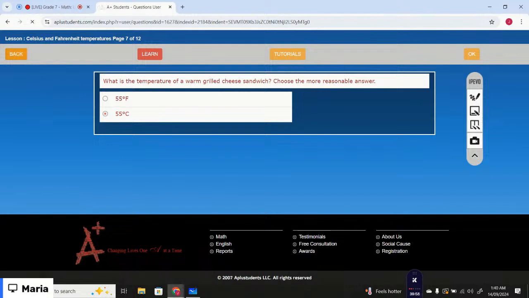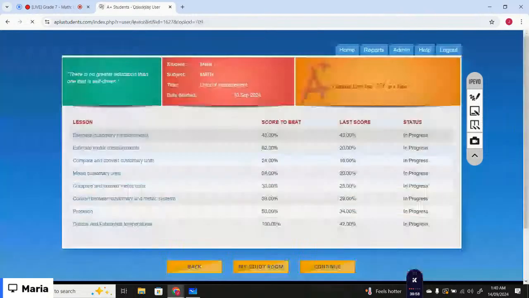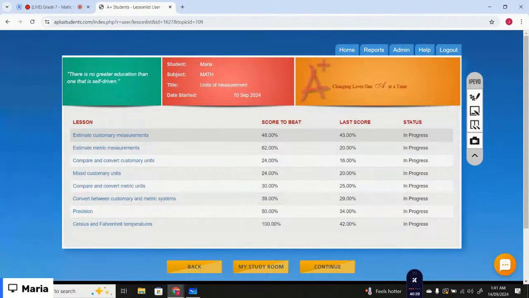So, we were working on grade 7 math. The chapter we were working on is unit of measurement, and the lessons we have covered today are compare and convert metric units, convert between customary and metric units, precision, and Celsius and Fahrenheit temperatures, right? Before the next session, please complete all the practice questions for the lessons we just did. That is your homework until the next session, right?